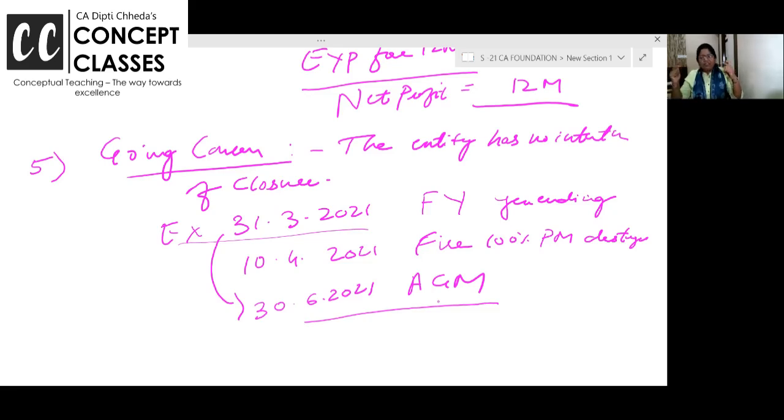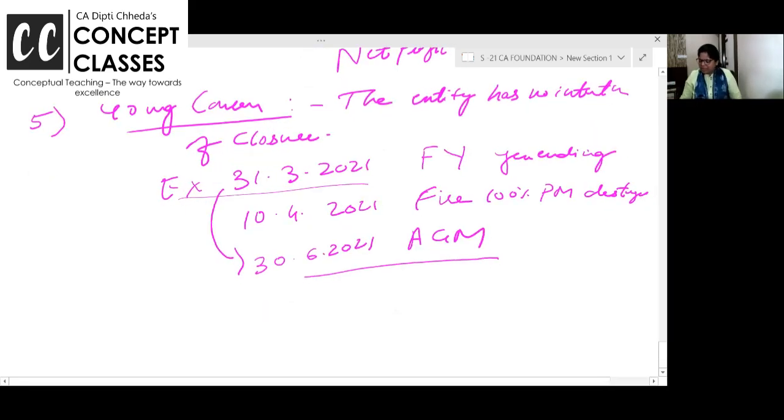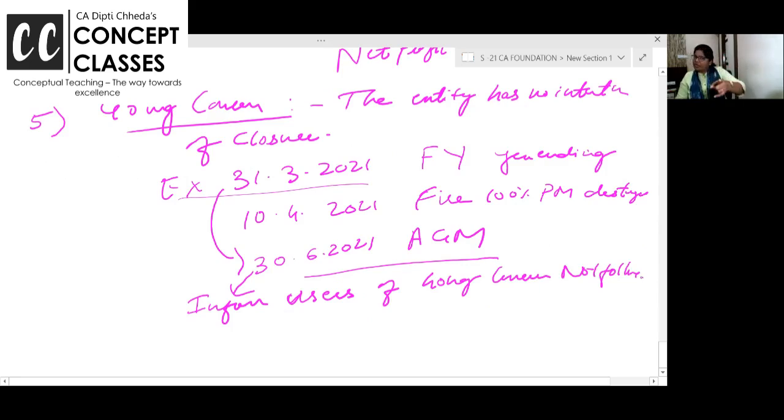Same way, when business accounts are prepared, the shareholders, the bankers, the debtors, the creditors, the government, every user is assumed that it's a going concern. Firm is going to go on the business. If going concern is disturbed, you need to inform the users. Inform on 30 June, inform users of going concern not followed.